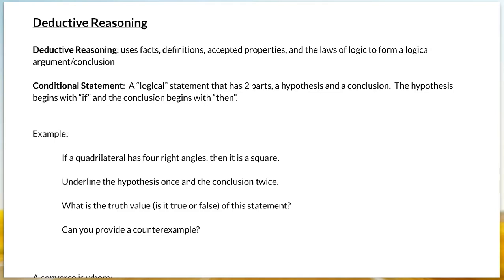If we want to identify the hypothesis and conclusion of this conditional statement, it says to underline the hypothesis once and the conclusion twice. So the hypothesis is the part that follows the word if. So a quadrilateral has four right angles is the hypothesis. So we're underlining the hypothesis one time. And it says to underline the conclusion part of it twice. So the conclusion is going to be underlined twice, and it says then it is a square. So the conclusion part is it is a square.